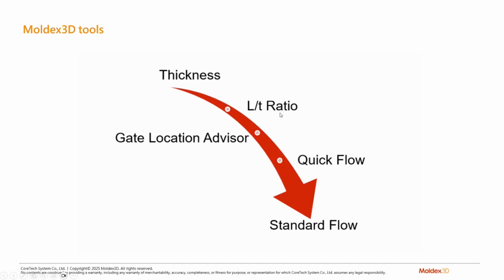Then we'll use the L/T ratio in tandem with the gate location advisor to determine where those gates should be placed. We can run a quick flow analysis to get a very bare bones flow animation and see, is this side of my part filling at the same time as this side of my part? Or if I have multiple gates on my part, how is the flow distribution throughout my geometry? And then once I'm satisfied with the quick flow, I can run a standard flow to get a more comprehensive view as to how the material is going to flow in reality.